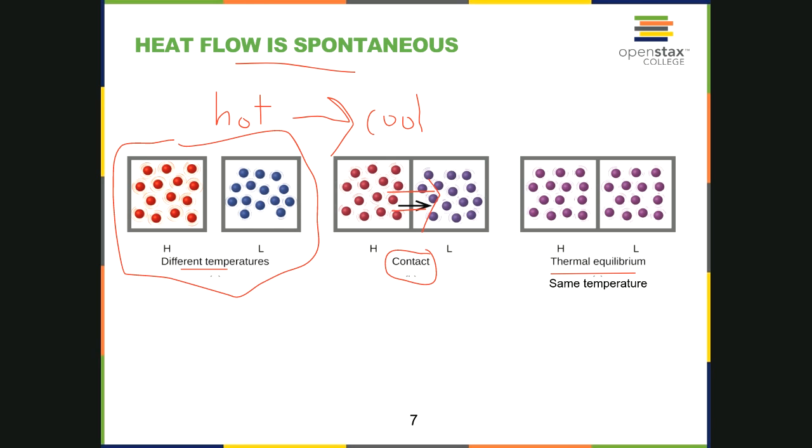The hot ones are not as hot as they started, and the cool ones are not as cool as they started. They both had the temperature change, and it's going to be approximately the same temperature. Never are we going to have a situation where the heat flows back over to the left spontaneously. That's not going to happen. Okay, so this is irreversible.